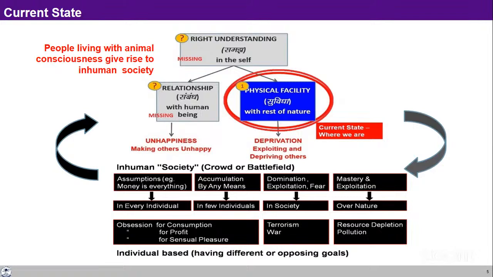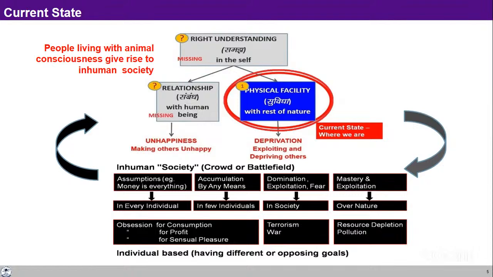Instead of prosperity, they feel deprived all the time. So what do they do? They start this accumulation by any means. So what will be the result if such families are there in a society? Every family is focusing on this accumulation. Every family has a feeling of deprivation.